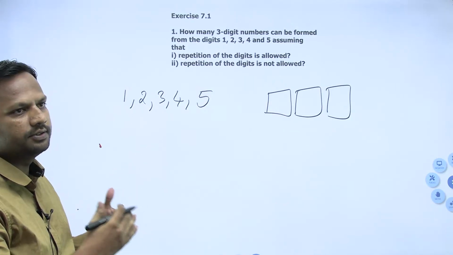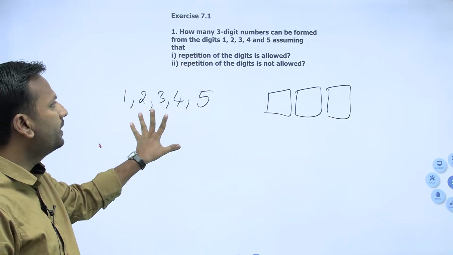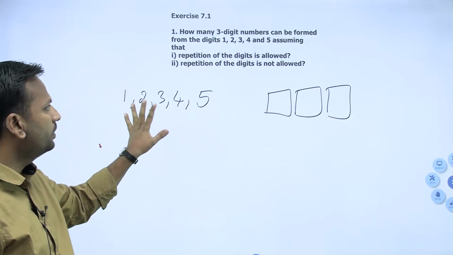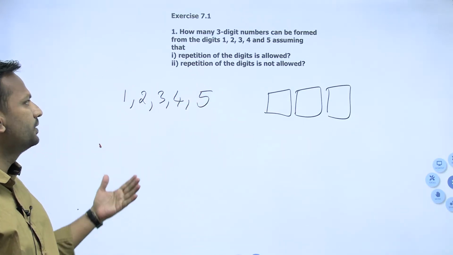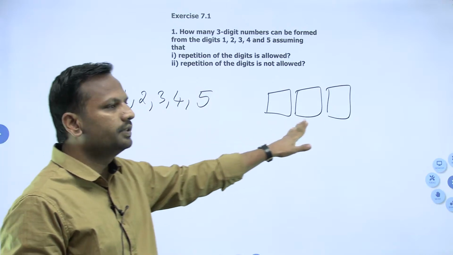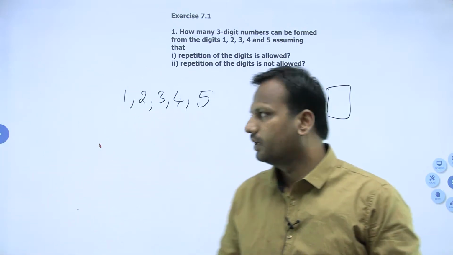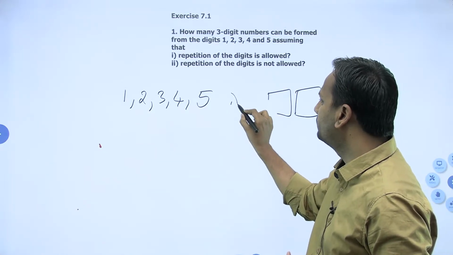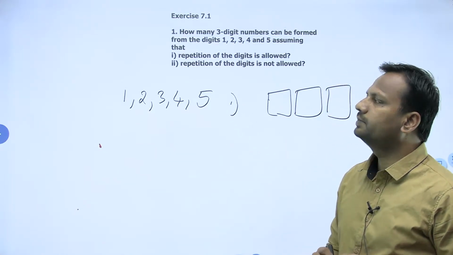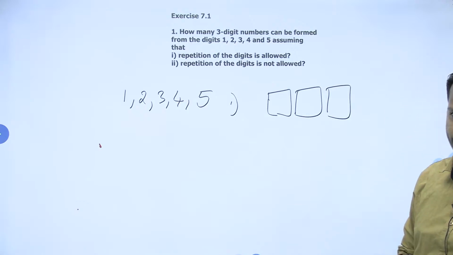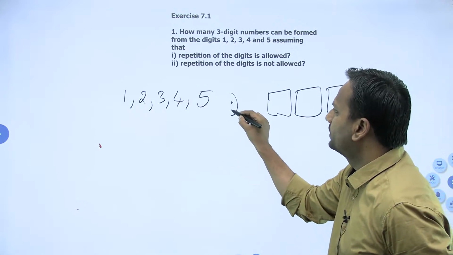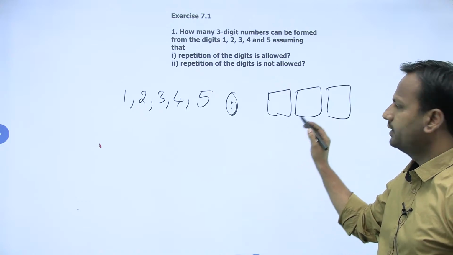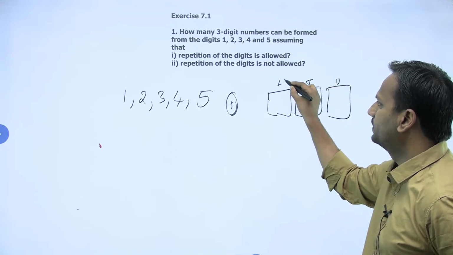That too with some conditions. In the first case you can repeat the numbers to form the 3-digit numbers, and in the second case you should not repeat the numbers. Let me go with the first case, students. I have to form a 3-digit number whenever repetition is allowed. Here there are the unit, tens and hundreds places.